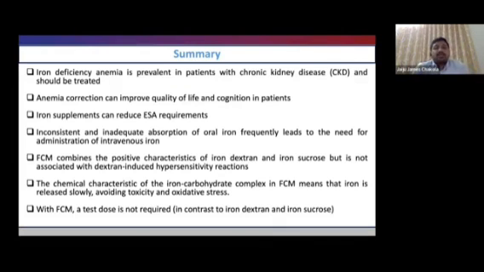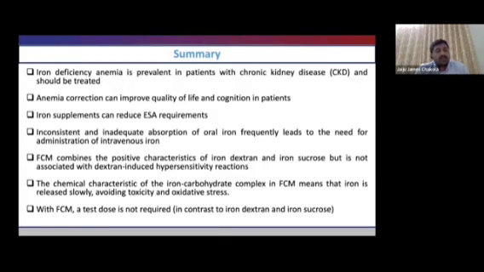So, summary: iron deficiency anemia is prevalent in patients with chronic kidney disease and it should be treated promptly. Anemia correction can improve quality of life and cognition in patients. Iron supplements can reduce ESA requirements. Inconsistent and inadequate absorption of oral iron frequently leads to the need for administration of IV iron supplementation. Ferric carboxymaltose combines the positive characteristics of iron dextran and iron sucrose, but is not associated with dextran-induced hypersensitivity reactions. The chemical characteristics of the iron carbohydrate complex in FCM mean that iron is released slowly, avoiding toxicity and oxidative stress.